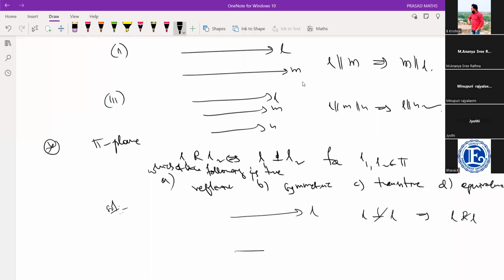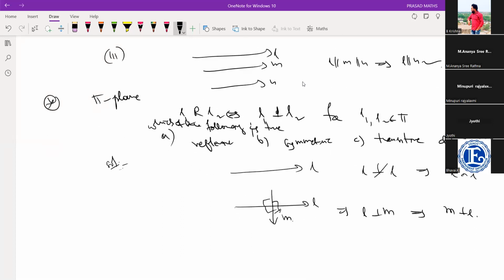Is it symmetric? Yes, sir. It is symmetric. Suppose L is perpendicular to M. Automatically, M is perpendicular to L. So therefore, whenever L is related to M, automatically M is related to L, because both are 90 degrees. Right? So therefore, it is symmetric.